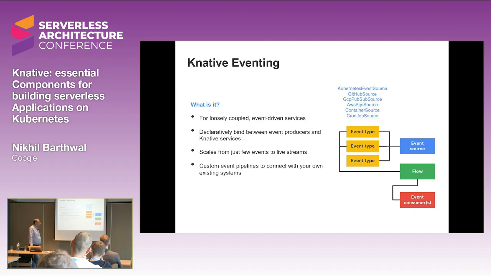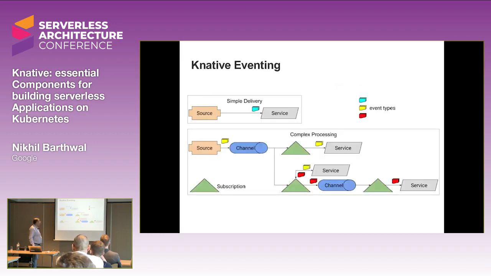Now you have eventing, right? You have different event sources, you have event types, flows. The whole idea of serverless is loosely coupled components. So you have event-driven services, and you can declaratively bind them between different producers and services. So it's very scalable, from a few events to live streams, and you can add your own custom pipelines. I have a diagram of eventing. So source to service, that's a simple delivery example, but then you can have channels and you can have a whole lot of complex processing the way you want.